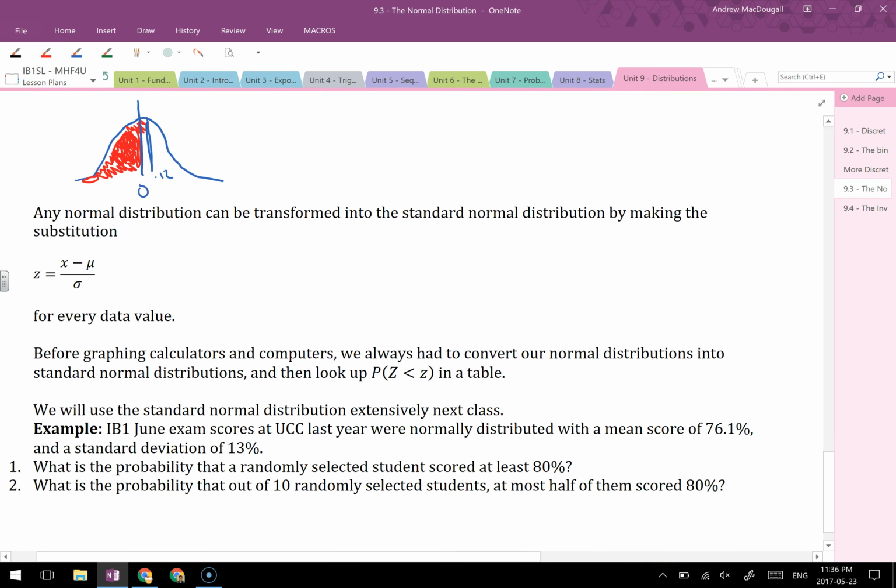And in fact, any normal distribution, we can transform into the standard normal distribution by taking every x value in our data set, subtracting the mean and dividing by the standard deviation. And that will convert it into a corresponding data point that lies in this new normal distribution with mean 0 and standard deviation 1. And before graphing calculators, we actually had to always do this. Rather than punching our calculator, we would look it up in tables that were calculated about the standard normal distribution.